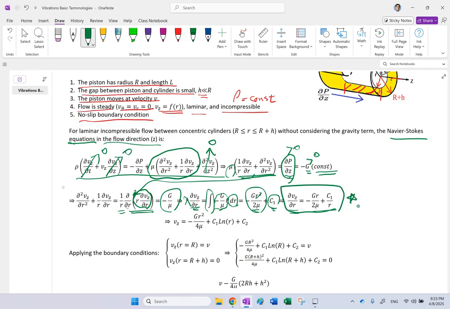Okay, now if you want V itself, you integrate one more time with respect to r. This is going to be a quadratic function. That hyperbolic term is going to be a natural log, plus a constant. So you have two constants to find.